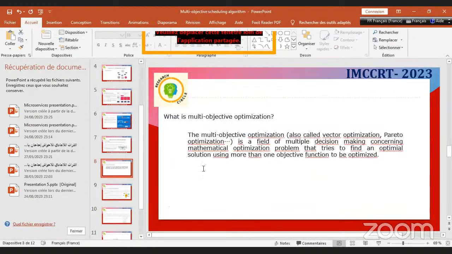So what is multi-objective optimization? Multi-objective optimization, also called vector optimization or Pareto optimization, is a field of multiple decision making concerning mathematical optimization problems that try to find an optimal solution using more than one objective function.